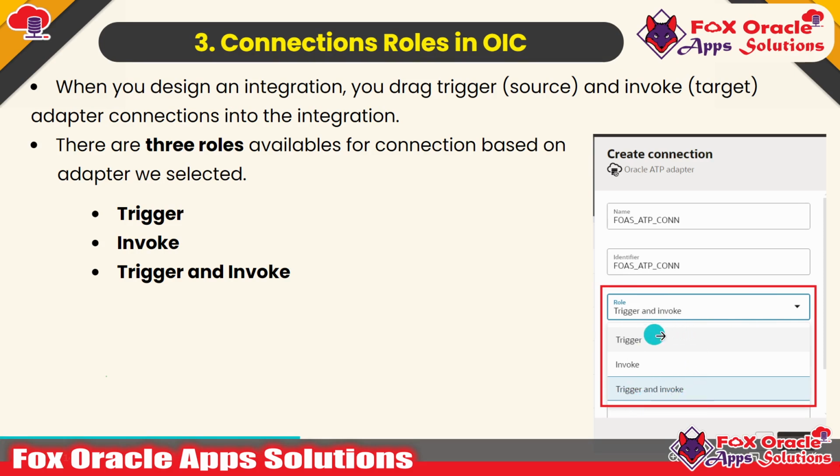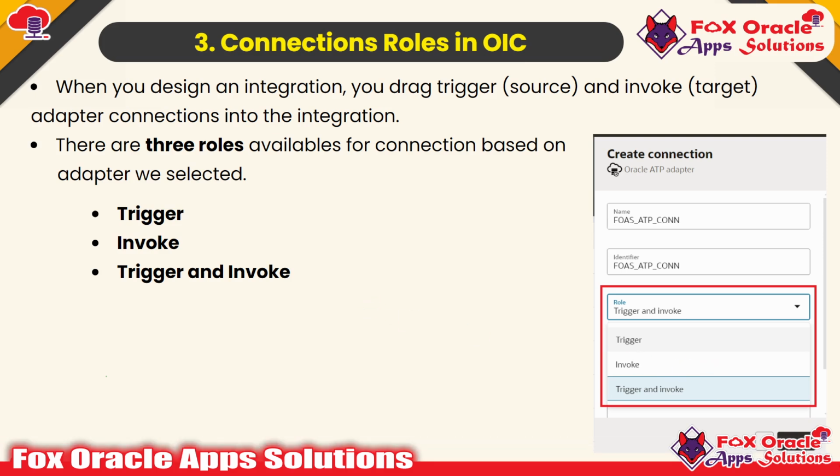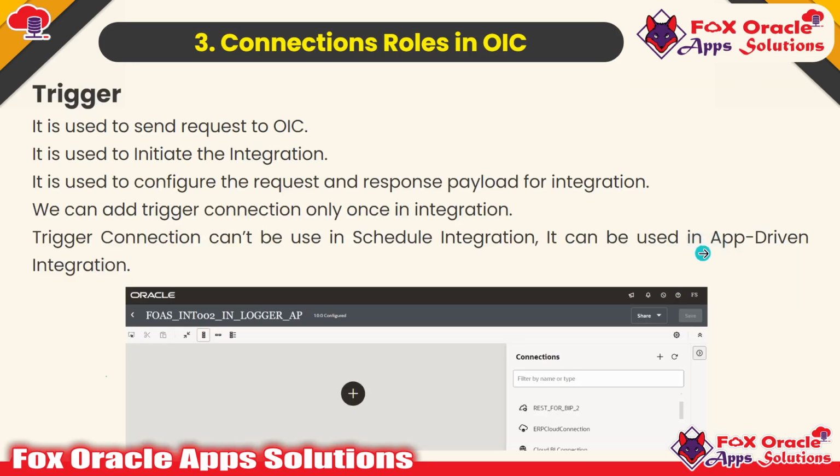So there are differences between trigger and invoke. In any integration, there will be only one trigger connection. That trigger connection is going to help initiate the integration, or help the integration to execute. For example, we created our integration and we want to execute it at a specific time. So we need something in our integration so that it can be started. That's why in a scheduled integration, we have a schedule endpoint, and obviously we use the scheduler there.